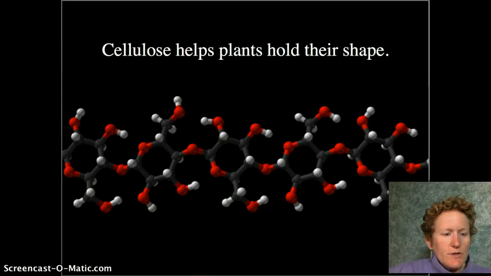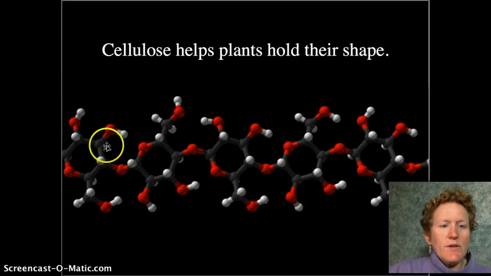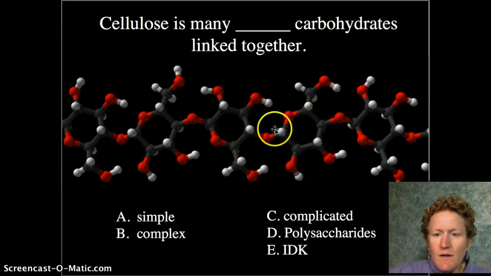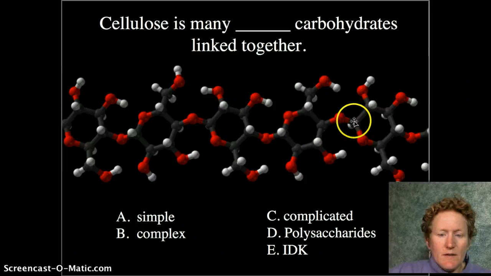It helps plants hold their shape. If you've ever crunched a piece of celery, you're crunching cellulose molecules. They're stiff and they help plants hold their shape. Cellulose is many simple carbohydrates linked together. You can see the simple carbohydrate glucose in here, and all of it is stuck together with a whole bunch of other glucoses. All right, let's switch gears here for a minute and talk about lipids.